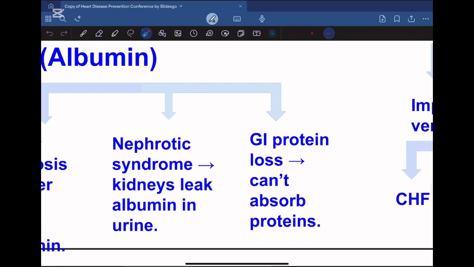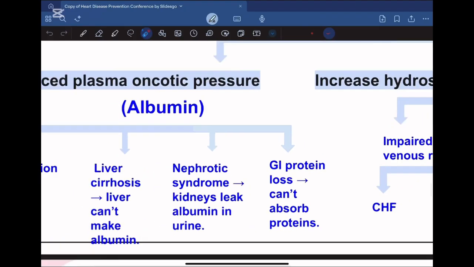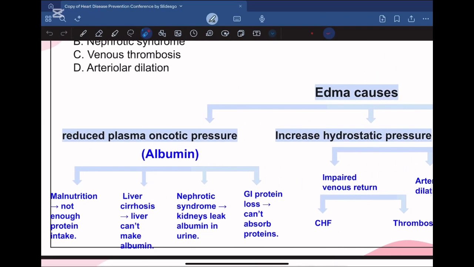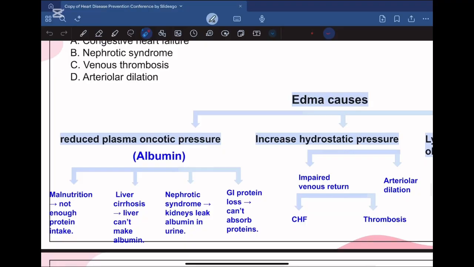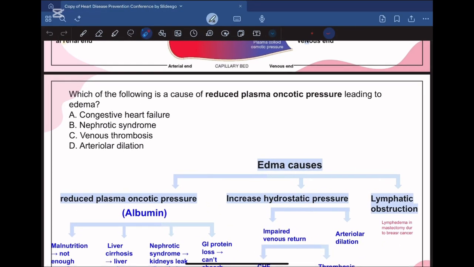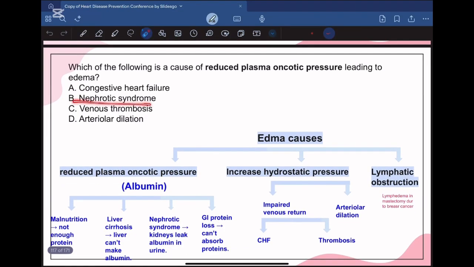Or I have a problem in the absorption, in patients who have protein-losing gastroenteropathy. Okay, so either I have a problem in the intake, or a problem in the production, or a problem of elimination, or a problem in the absorption. So remember the keyword albumin. Therefore a patient may have nephrotic syndrome, and we think this patient could have edema because they have a problem in albumin elimination, so they can get edema.